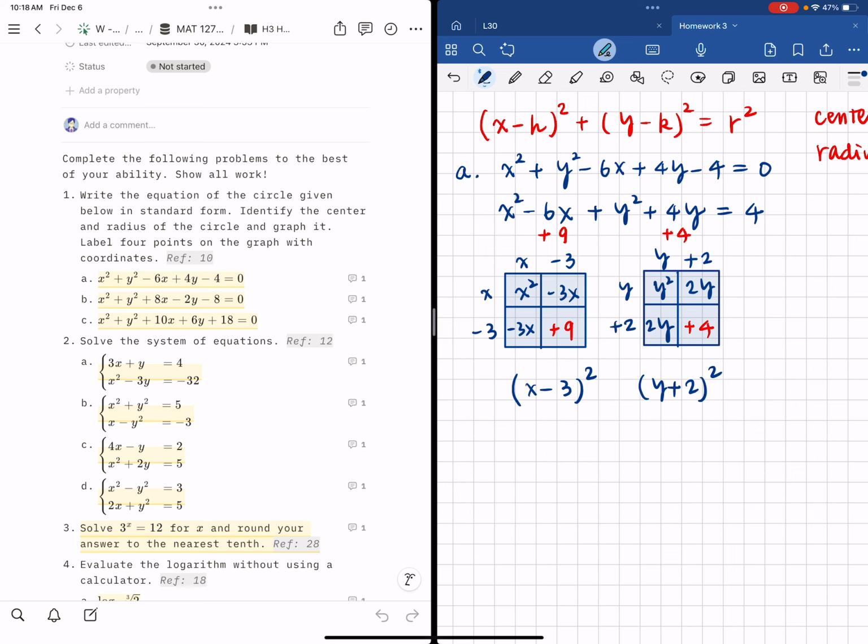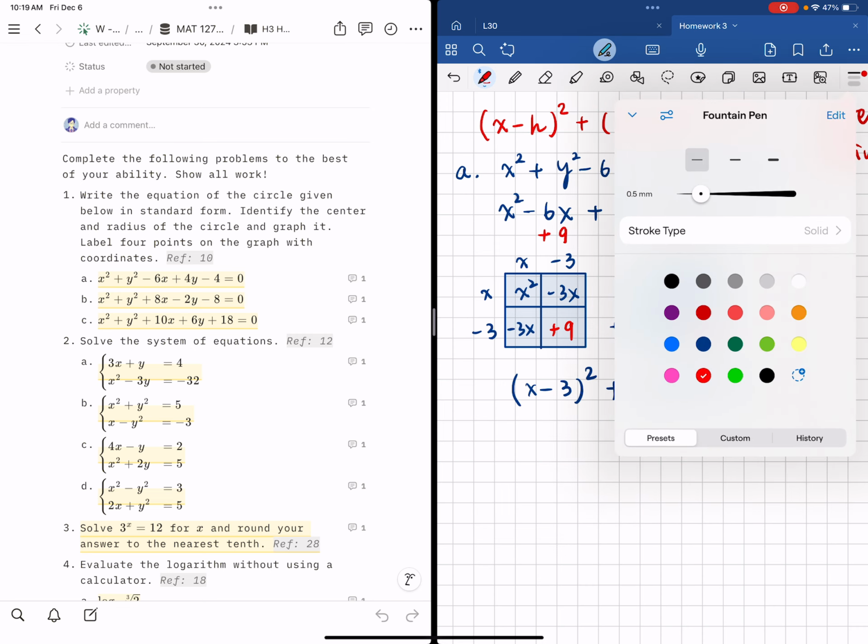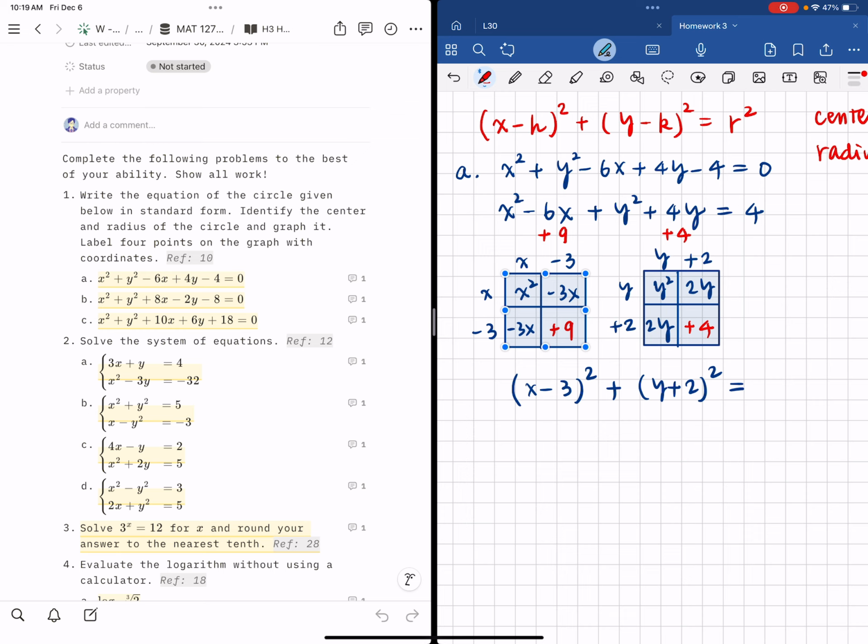And then in between, you should see that there's a plus sign, so we're going to put the plus sign there. Equals, on the right-hand side, we're going to do the same thing because it is an equation. What you do to the left-hand side, you do to the right-hand side. So I need to add 9 and add 4, and then calculate what that is. 4 plus 9 is 13. 13 plus 4 is 17.